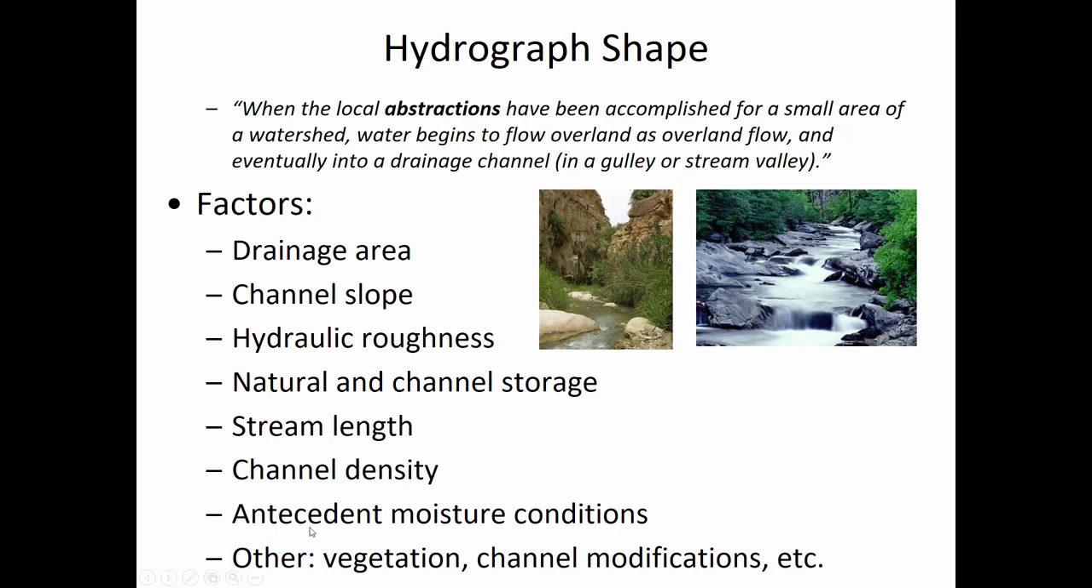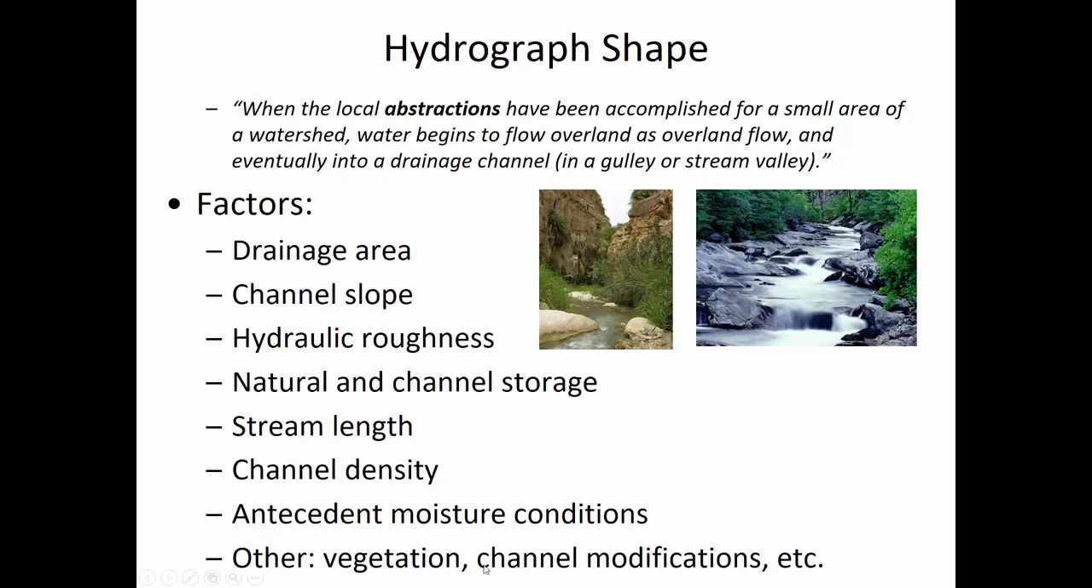Of course, you already know that antecedent moisture conditions are talking about the rains in the time prior to our storm of interest. And so if the watershed has already had lots of rainy weather and all the abstractions were accomplished yesterday and the day before and the day before that, then the stream response is going to be more immediate than if all of those abstractions had to be accomplished with the storm that we're focusing on now.